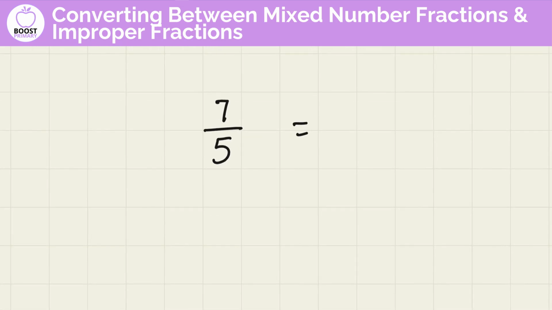Now let's work the other way round. Here's an improper fraction, 7/5. 5 fits inside 7 one time. So 5/5 is equal to 1 whole. That leaves another 2/5. So my answer is 1 whole and 2/5.